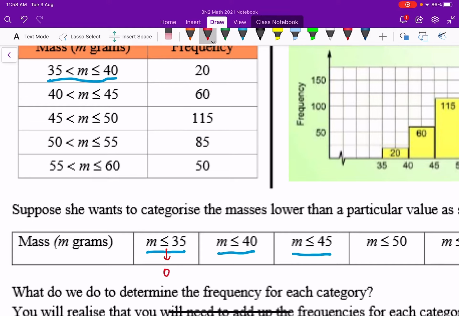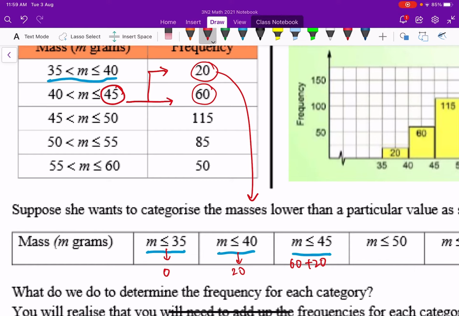0. Don't have. How many eggs are there below 40 gram? 20. Okay, because you look at the table here. Then how many eggs are there below 45 gram? So we look at this number. Below 45 gram, I will have 60 and I will also have 20. Okay, because based on my table here, I also have the 20 gram inside. Have to be included.